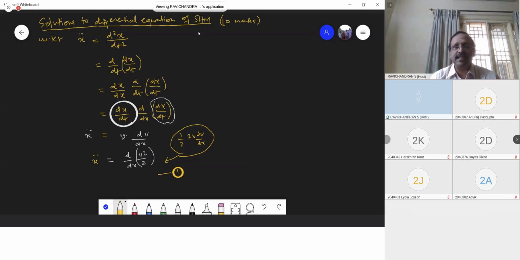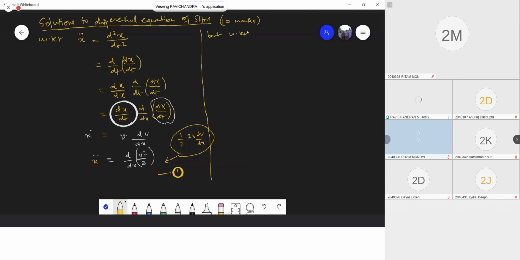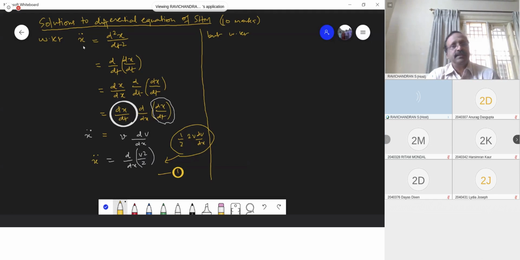So now the second part of it. Once more you explain. We know that. Okay. Look at this part. The first equation is the acceleration. The first order differential is velocity, and the second order differential is your acceleration. So d square x by dt square is d by dt of dx by dt.